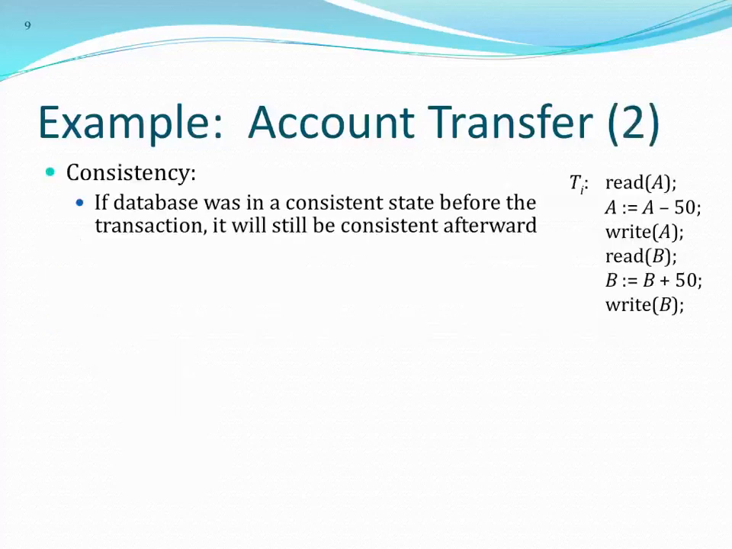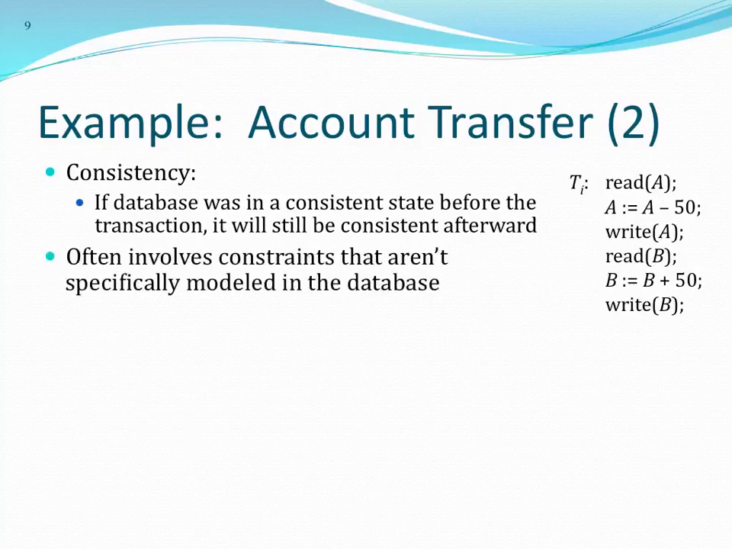So he says here, if the database was in a consistent state before, it should be in a consistent state afterward. And we may even have constraints that are not able to be enforced by the database itself. You can probably think of some examples. What would be an obvious constraint here about a balance transfer? A good consistency constraint.